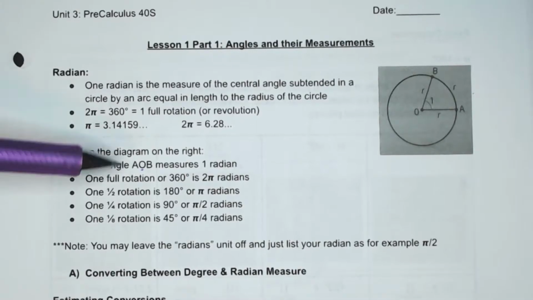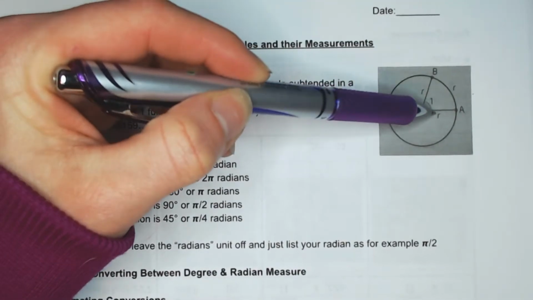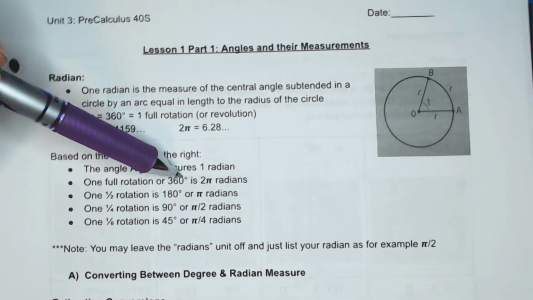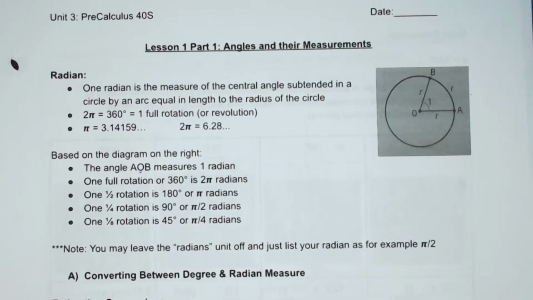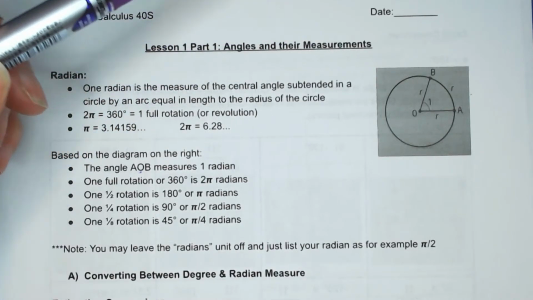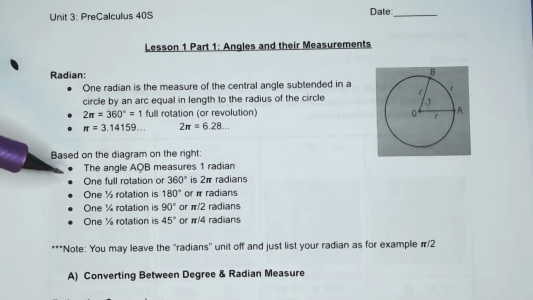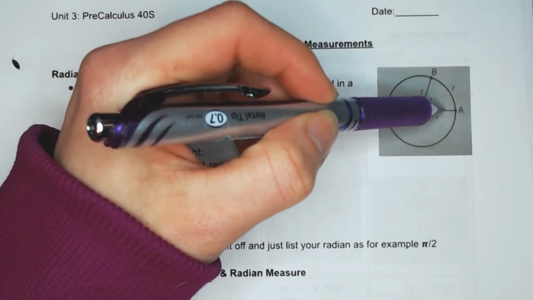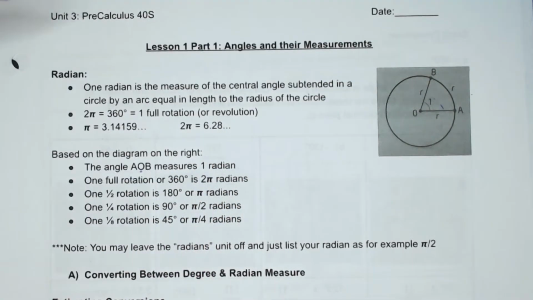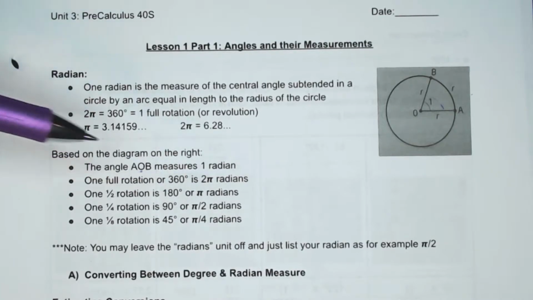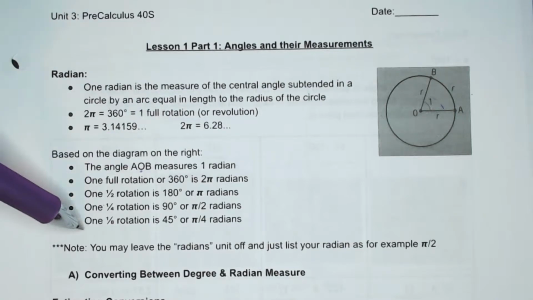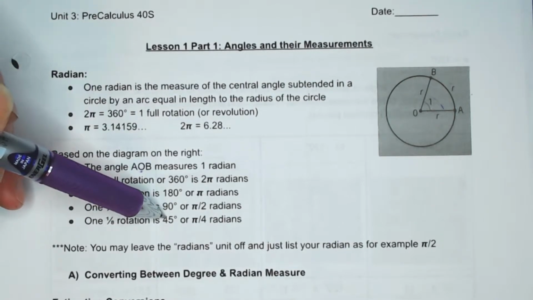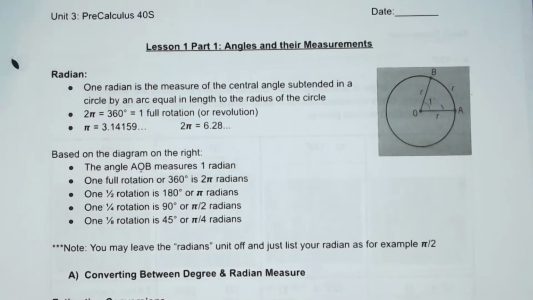So 1 full rotation from standard position all the way around, in this circumstance, not necessarily always in standard position, but 1 full rotation around the circle is 360 degrees. That's equal to 2 pi radians. 1 half rotation, so from here and across to the other x-axis, the negative x-axis, is pi radians. A quarter rotation is 90 degrees, or pi over 2. And 1/8 of a rotation is 45 degrees, or pi over 4 radians.